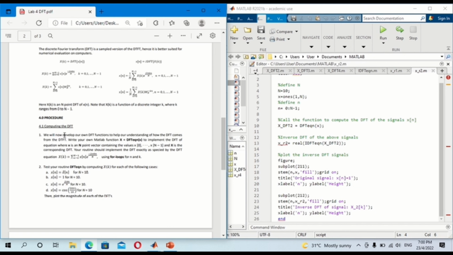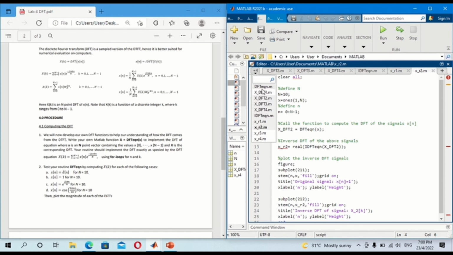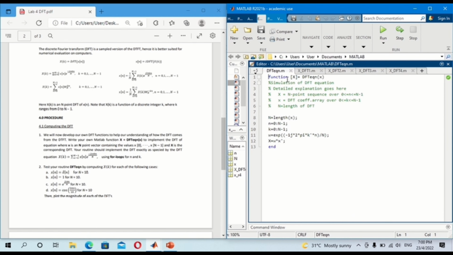In Task 4.1, we are required to use the MATLAB software. For task 1, we need to develop our own DFT function to help our understanding of how the DFT comes about. In MATLAB, we develop our own function, which is DFT_EQN. We can use this code to develop our function. After we create our function, we also need to define the variables and define the equation.